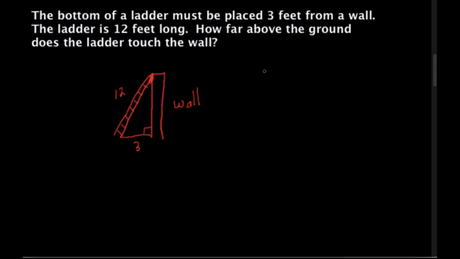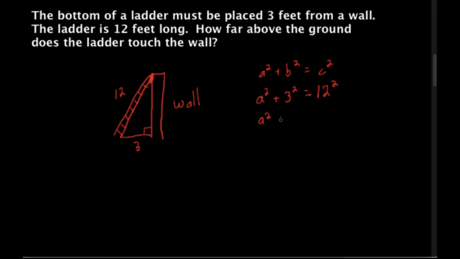So, using our Pythagorean theorem, we've got a squared plus b squared equals c squared. And let's fill in our values. 12 is our hypotenuse, so that'll be 12 squared equals, one of the legs is 3, so that's going to be 3 squared. And the other leg, the height of the ladder on the wall, is unknown, so we'll leave that as a squared. And now we can begin to simplify and solve.